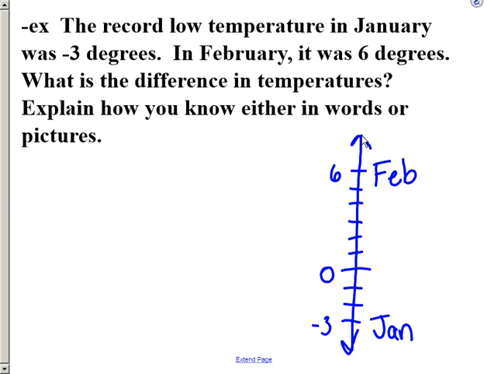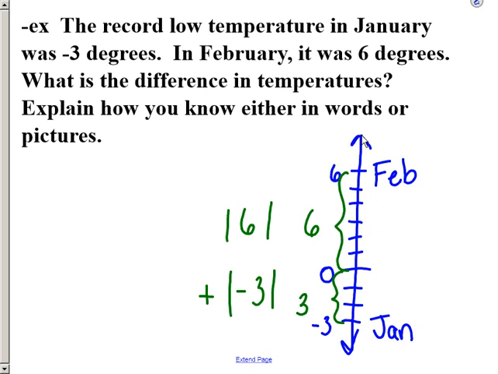Now when I look at this, how far apart are they? Well, from 6 to 0 is 6, and from 0 to -3 is 3. Essentially what I did there is add the absolute value of 6 plus the absolute value of -3. So the absolute value of 6 is 6, and the absolute value of -3 is 3. So when I add that, they are 9 degrees apart. So the answer to that would be 9 degrees. Now, I'm not saying it was 9 degrees colder in January or 9 degrees warmer in February.